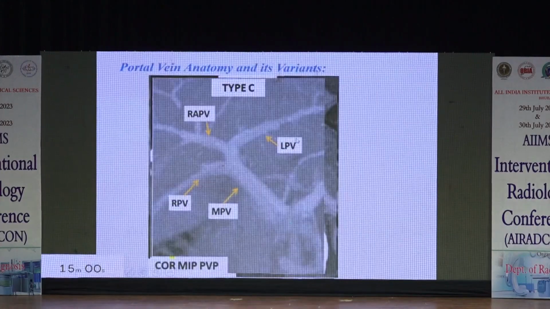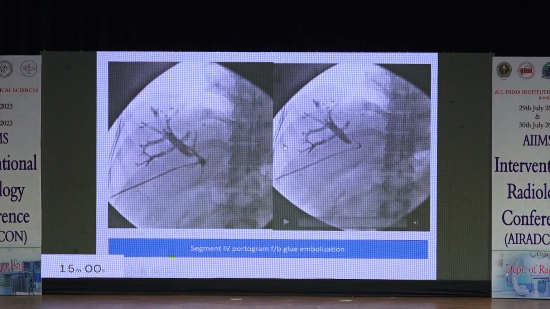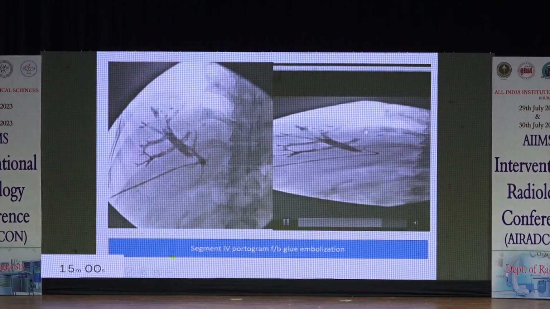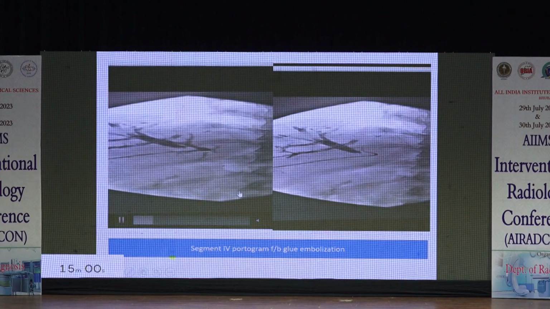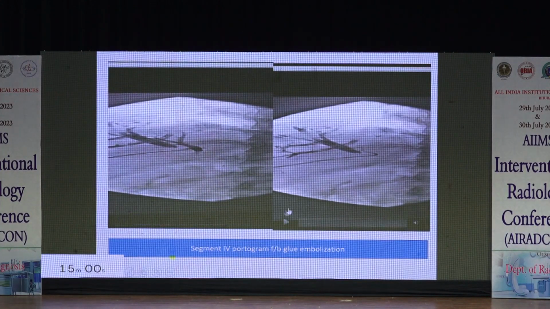So just to show you the variants, since we are discussing it, then we come to segment 4 embolization. You can see this is segment 4, and it has been shown that embolizing segment 4 in case of extended hepatectomy will achieve better hypertrophy of the left lobe of the liver.